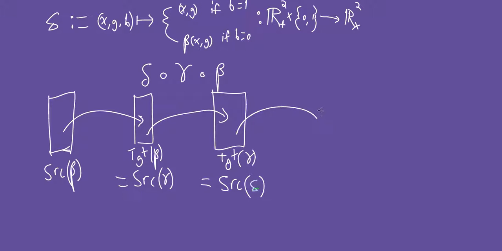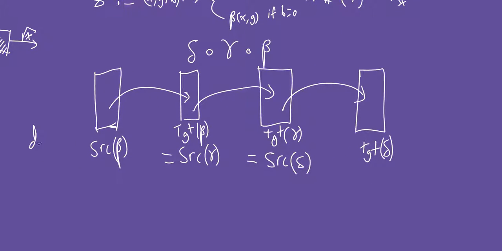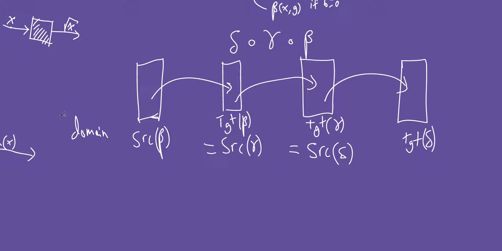And it finally lands in the target of delta. I'm using source and target without vowels. Some people prefer domain, so I'm saying source interchangeably with domain, and target interchangeably with range. Just to be clear, I don't want to leave anyone behind here.